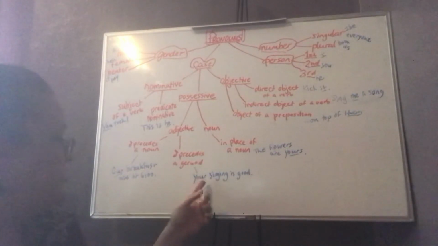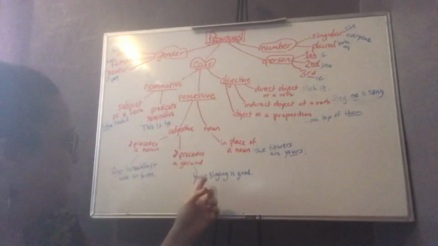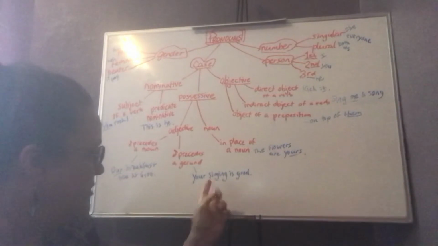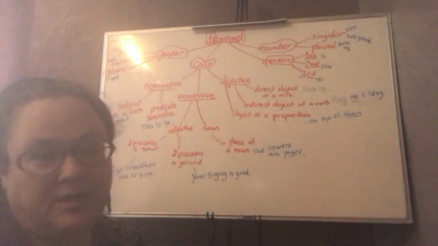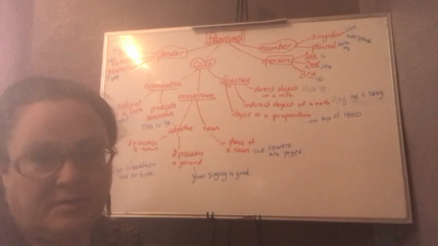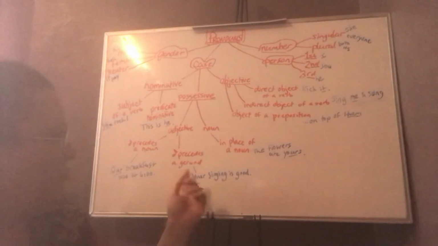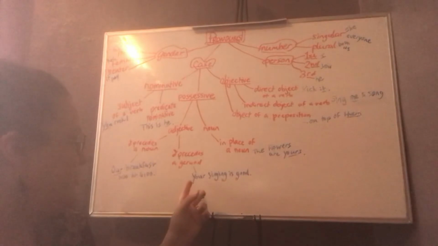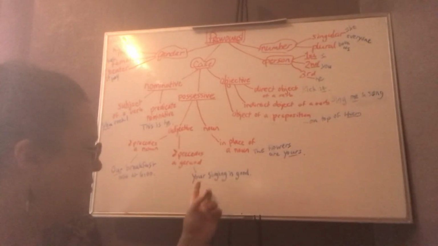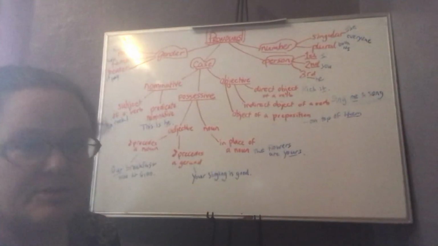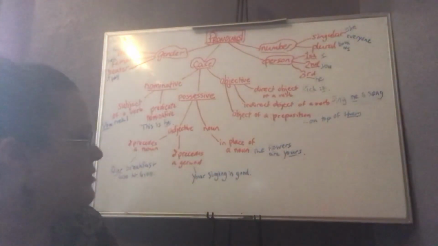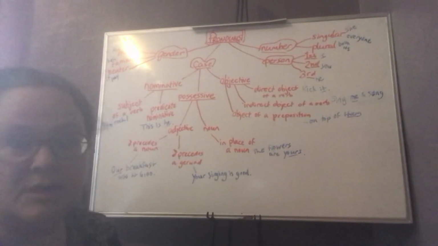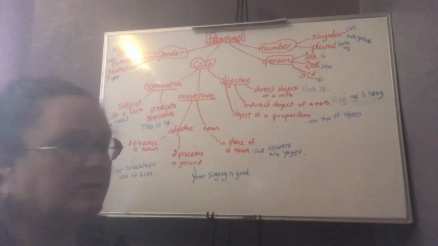We always use the possessive case of the pronoun. And then it also can precede a gerund. And it's really another kind of noun. The gerund is simply a verb with ing that's acting like a noun. And so your singing is good. We have the possessive case in the adjective form. Your singing is good. It's not yours singing is good. It's not you singing is good. It's not the singing of you is good. It's your singing is good.